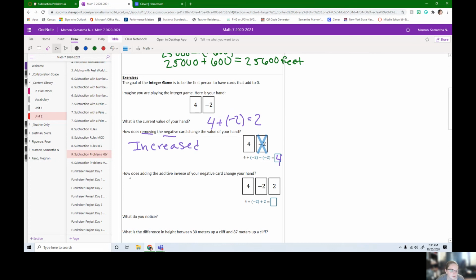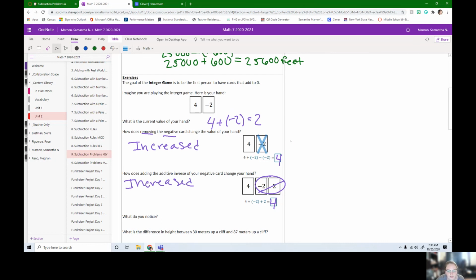The next question says, how does adding the additive inverse of your negative card change your hand? So we're adding the inverse, right? Instead of taking away the negative, we're going to add the positive. So it's 4 plus -2 plus 2. These are a zero-sum pair. They zero out. You're just left with 4 again. So from the start, it increased.